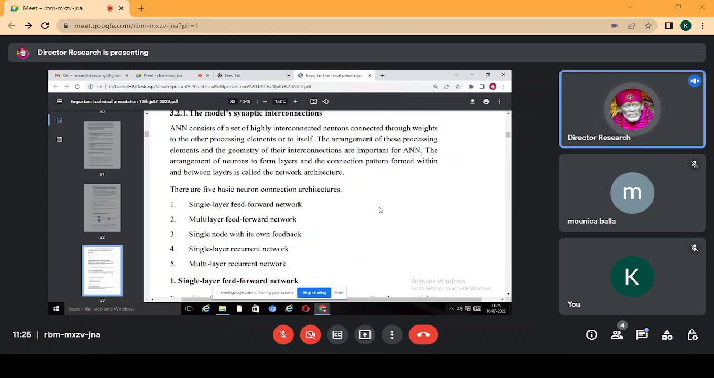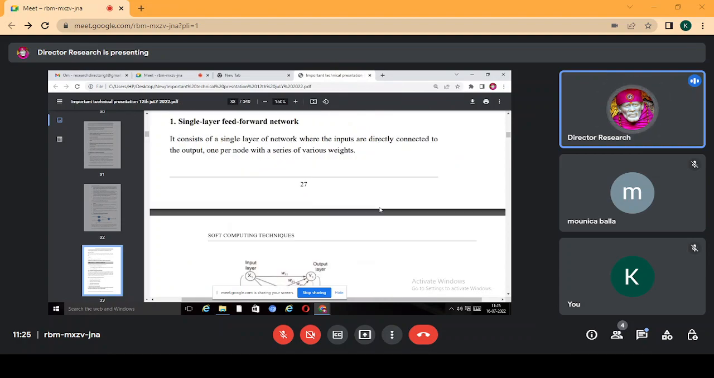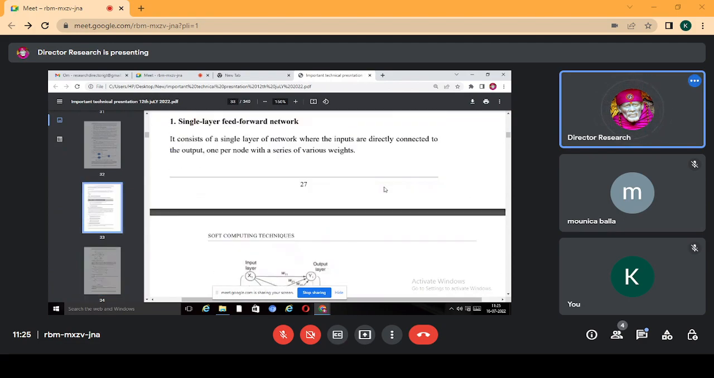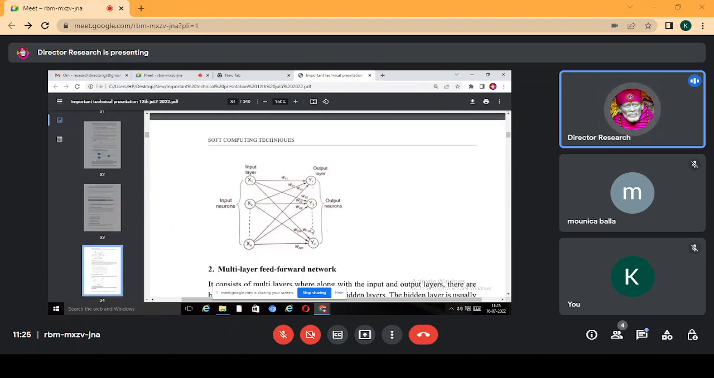Fifth one is multi-layer recurrent network. There are five basically. Okay, single layer feed network. You should observe the diagram like this. It consists of a single layer of network where the inputs are directly connected to the output nodes with a series of various weights. Like this, they are connected.